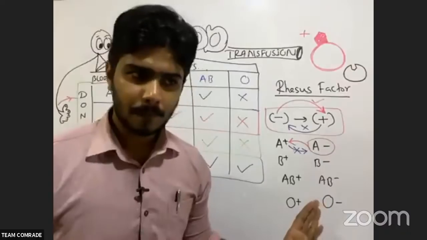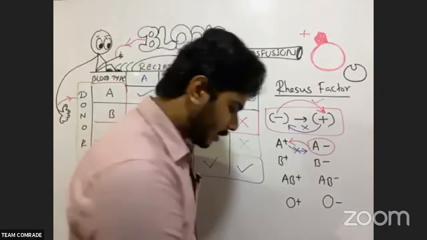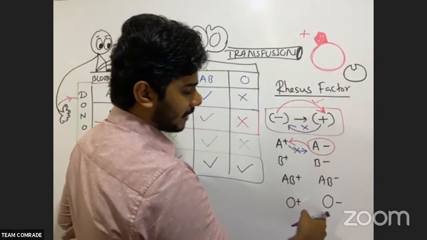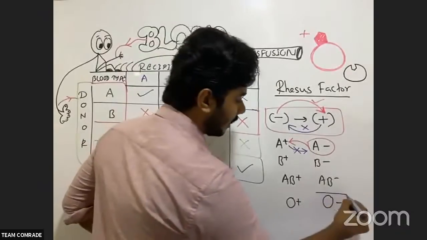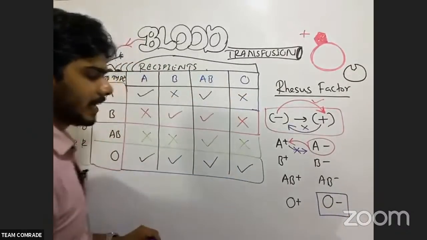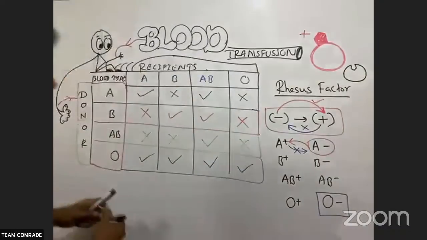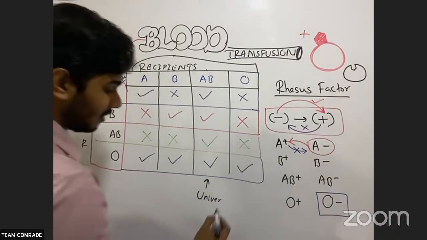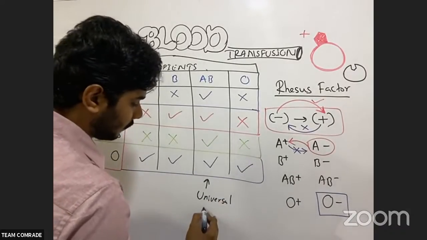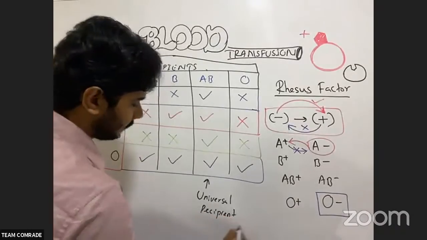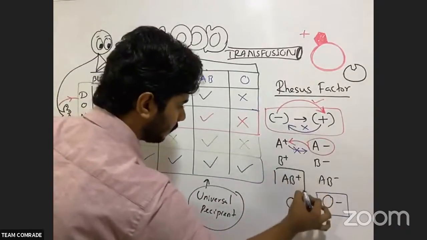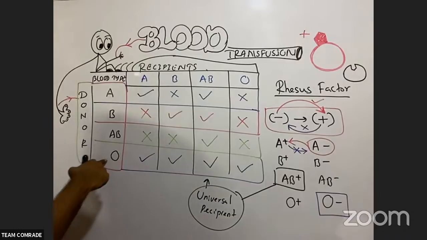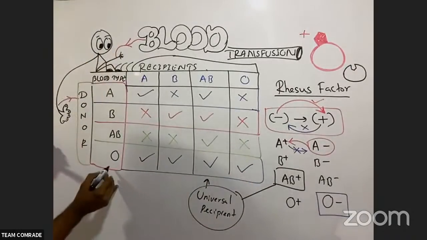Is it clear? That means the actual universal donor is O positive or negative? The actual universal donor is O negative. This is the actual universal donor. Who is the actual universal recipient? Universal recipient, AB positive. That is actually AB positive. AB positive is the real actual universal recipient, and O negative is what we call the universal donor.